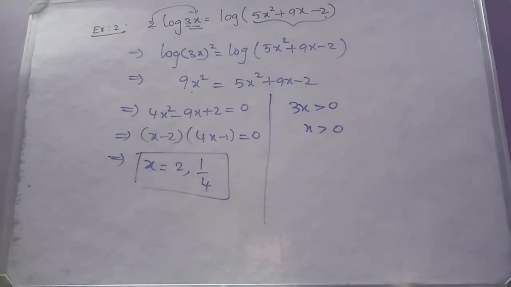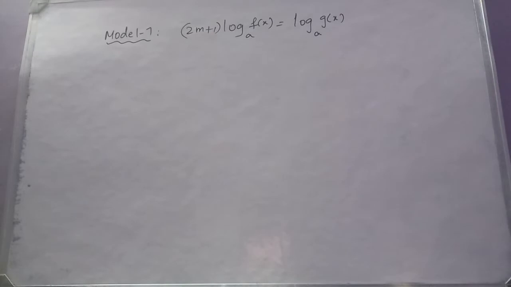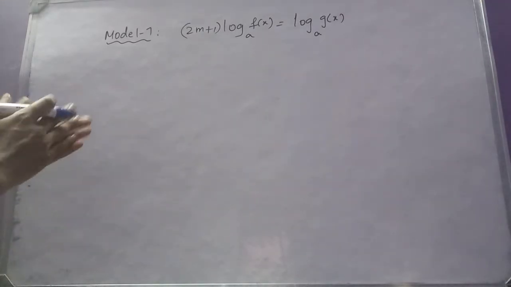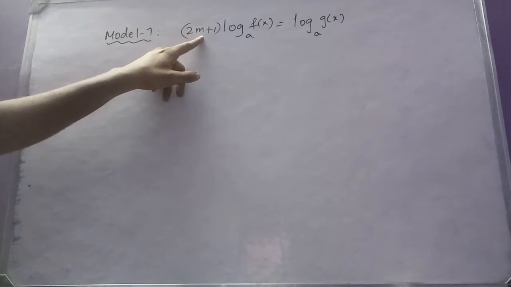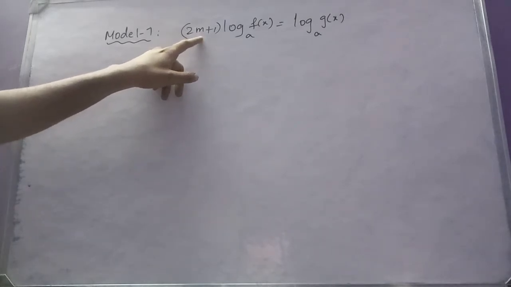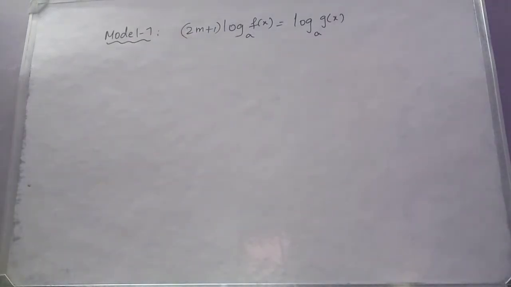We'll go with the next model. So look at this model. The difference between the 6th model and 7th model is that in 6th model the number here was 2m, an even number, and in 7th model the number here is an odd number. Okay? So observe the difference.